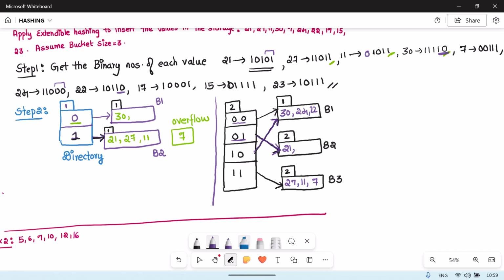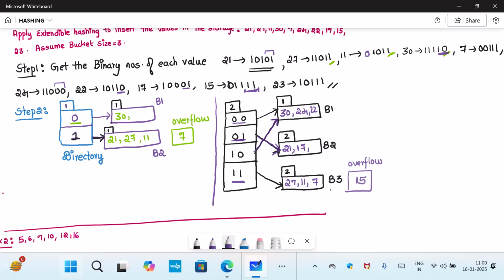And 17. 17's last 2 bits are 0, 1. So 0, 1 here. So it will come here, 17. Then when it comes to 15, look at this 15. 15's last 2 bits are 1, 1. It has to come here. That means it has to come at bucket 3. But if you look at the bucket 3 is already full. So what is it going to lead? It is going to lead to an overflow and the overflow value is 15. Correct? Okay, just a second.